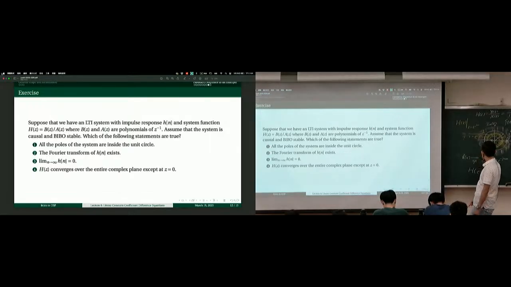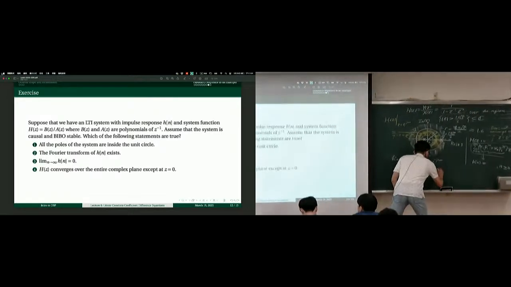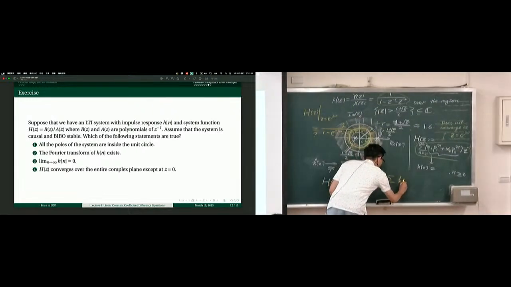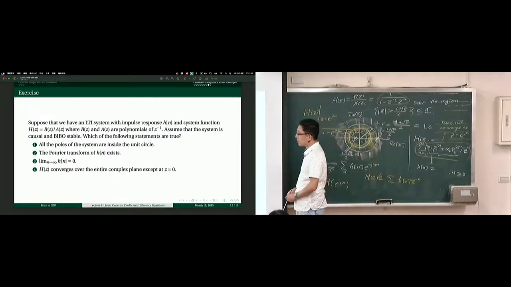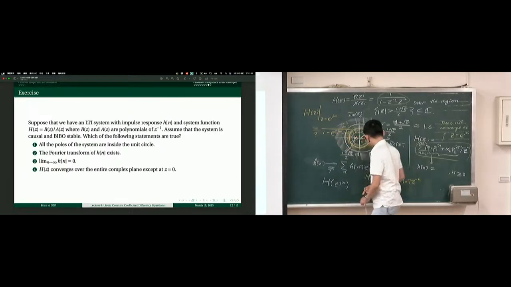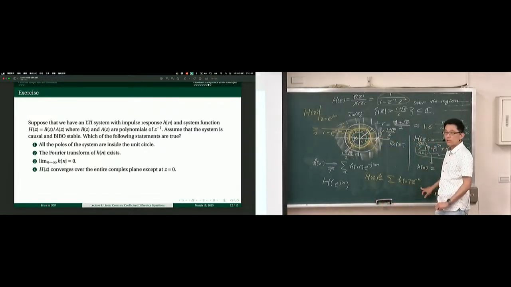Is it true? If h of z is defined as summation h_n z^(-n), does it converge over the entire complex plane except at z equals 0? At z equals 0, apparently it doesn't converge, right? But how about elsewhere? Does it converge everywhere except at z equals 0? And of course, the answer is no.